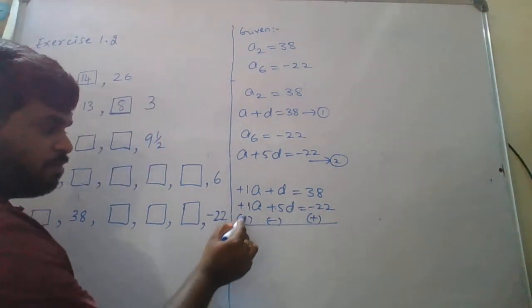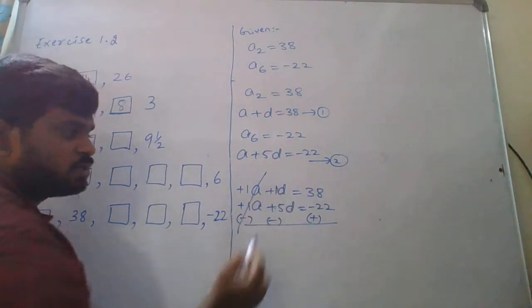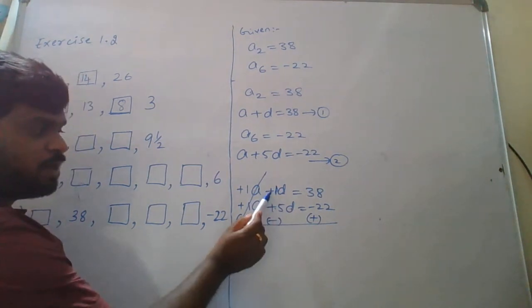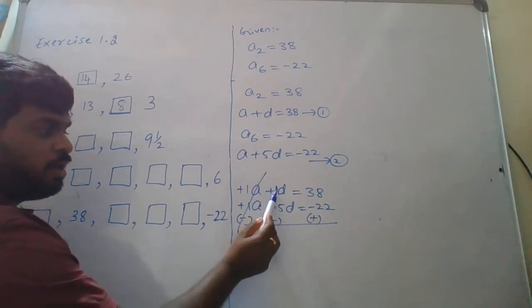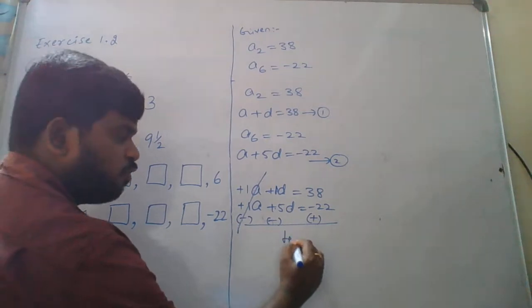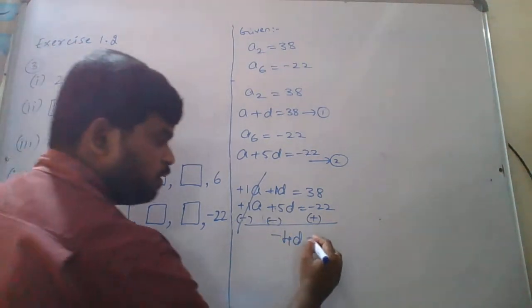Now plus 1A minus 1A gets cancelled. If there is no number, it is 1. Plus 1D minus 5D. This number has got positive sign, this number has got negative sign. Different signs, you have to subtract. 5 minus 1 is 4. 5 is the greater number and it has got negative sign. So minus 4D equals.